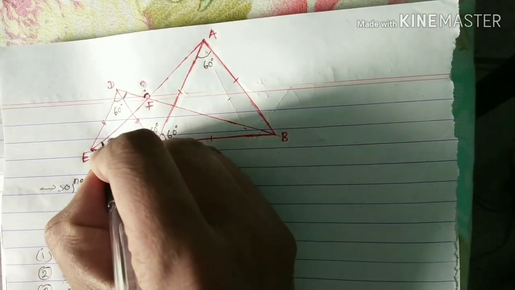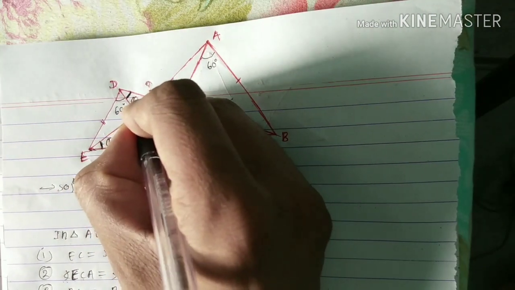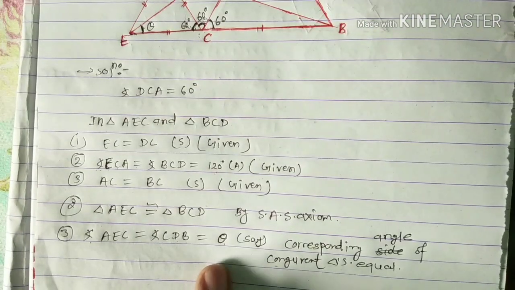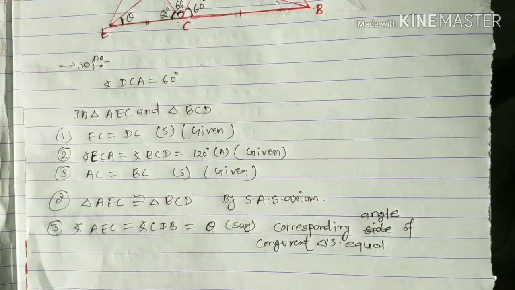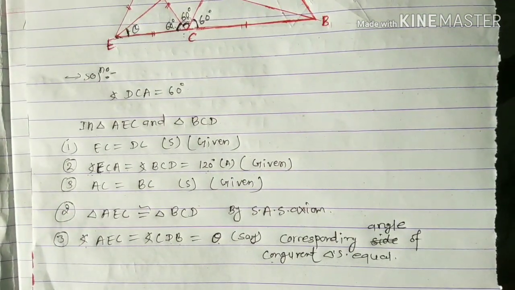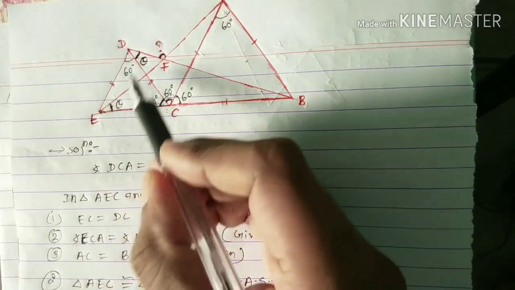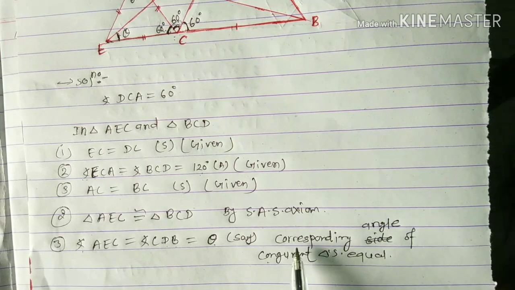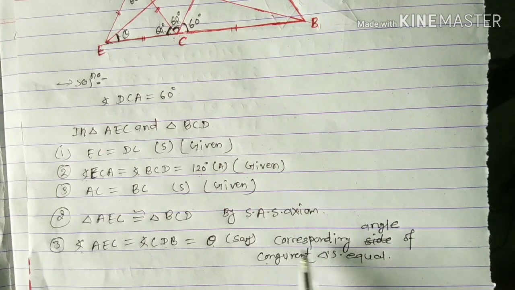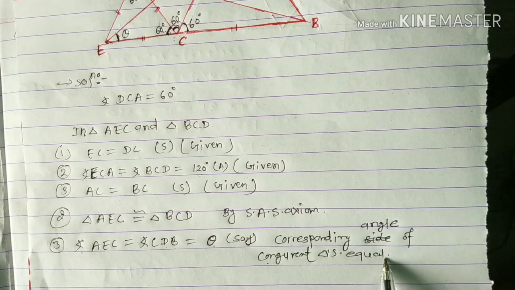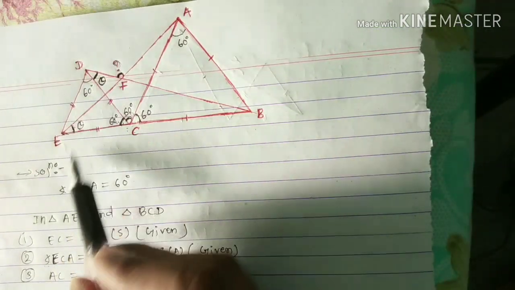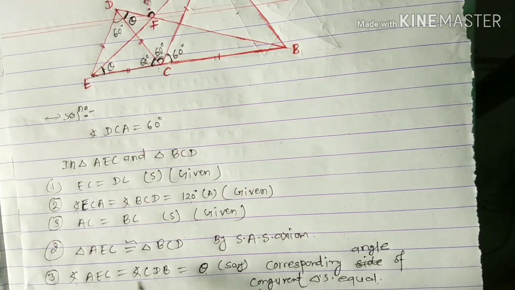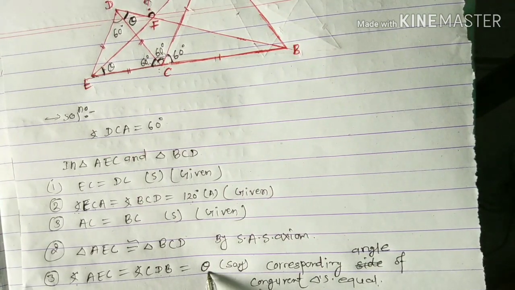So this angle is theta and this angle is also theta, because we have let it theta here. So these two angles become equal. And why do they become equal? Because we know that the corresponding angles of congruent triangles are equal. So these both angles are the corresponding angles of the triangles, so they become equal, and I have let both angles as theta.